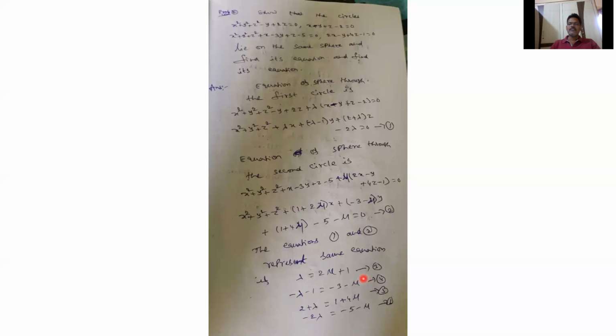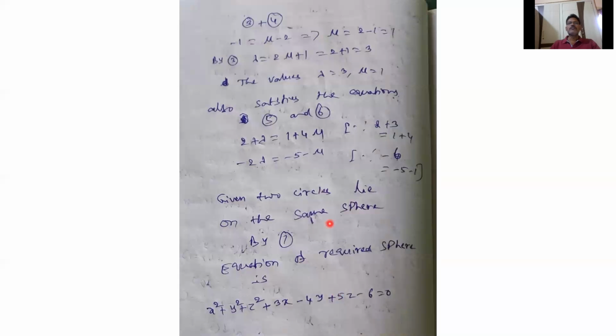First, I will find the values from 3 and 4. Adding 3 and 4, lambda will be cancelled: minus 1 equals 2 mu minus mu, 1 minus 3 minus 2. So minus 1 equals mu minus 2. Taking the left side, mu is equal to 2 minus 1. So finally we are getting mu is equal to 1.